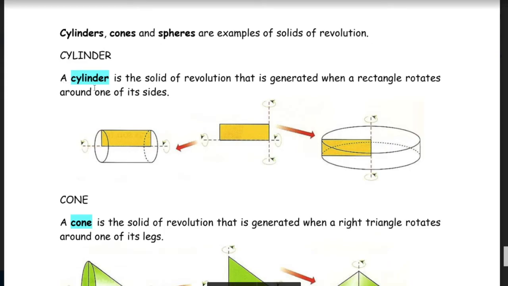Cylinder. A cylinder is the solid of revolution that is generated when a rectangle rotates around one of its sides. So here we have a rectangle, and if it rotates around this side right here, we get this cylinder. And here we have the same rectangle. And if it rotates this side, the shorter side, we get this cylinder.